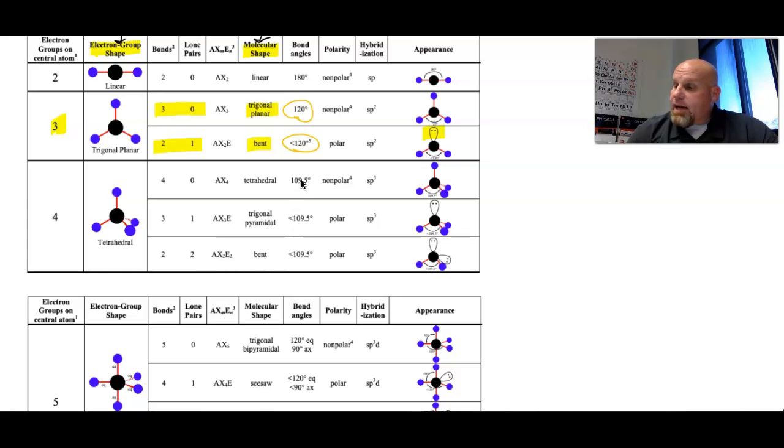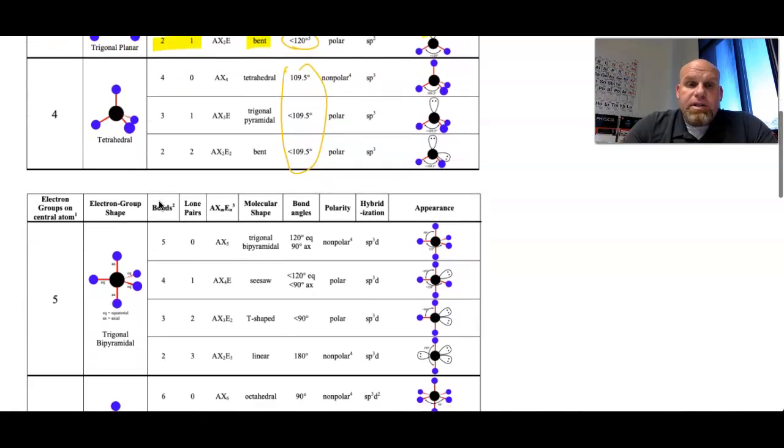Again, take a look at the bond angles here. The 4-0 tetrahedral is 109.5. And then as I remove bonds and replace with lone pairs, the bond angle is going to become smaller. So for those next 2 categories, I should understand that it's going to be less than 109.5.